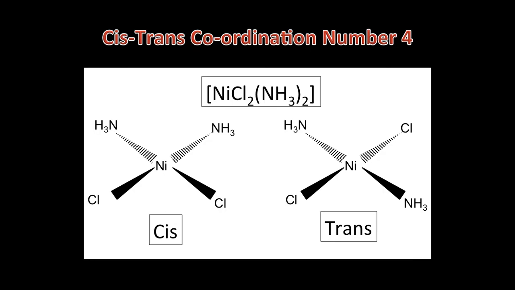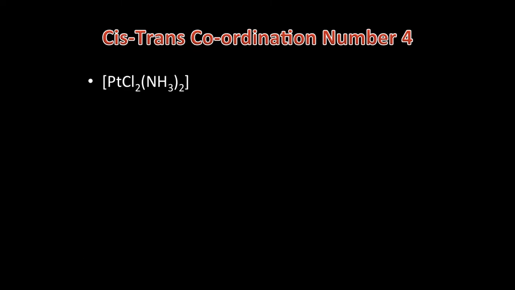Have a go at drawing the cis and trans forms of the complex platin, which has the formula PtCl2(NH3)2. The structures are on the next slide, so you may wish to pause the video now.